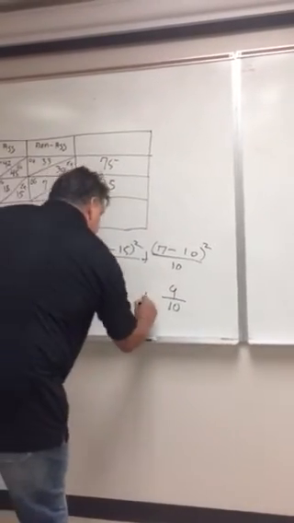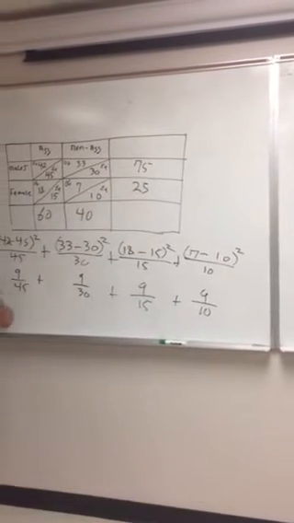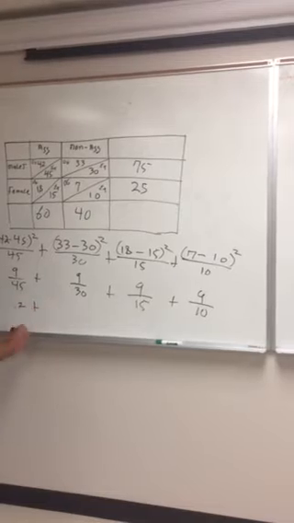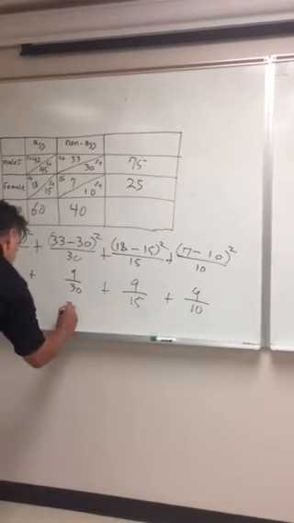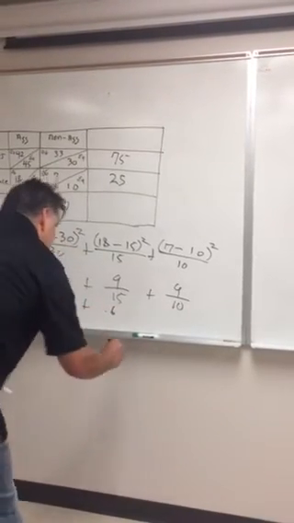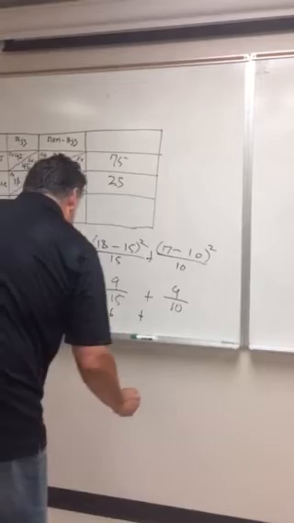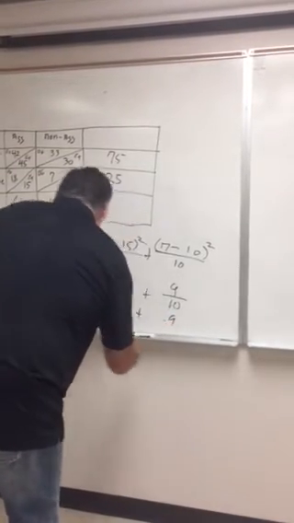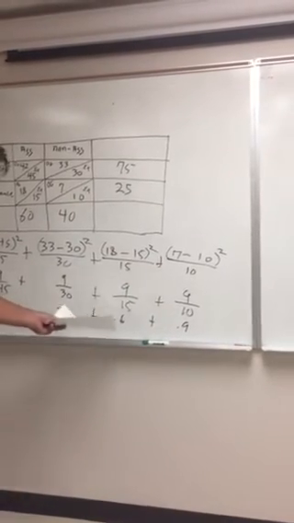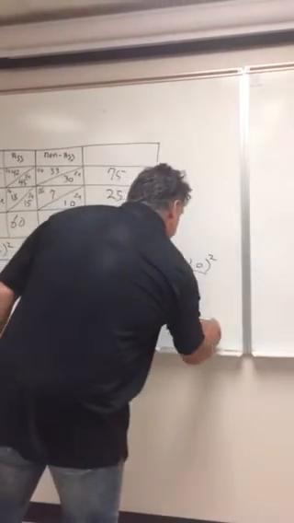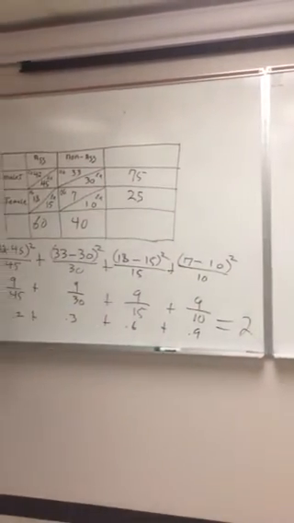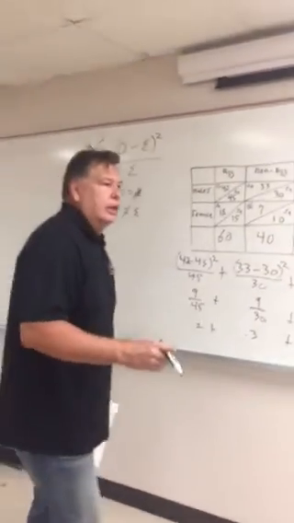So I'm going to add all these things up. 9 over 45 will give me 0.2, plus 9 over 30 is 0.3, 9 over 15 is 0.6, and last but not least, 9 over 10 is 0.9. When I add 0.2 plus 0.3 plus 0.6 plus 0.9, I get a grand total, and this is my test statistic, of 2.